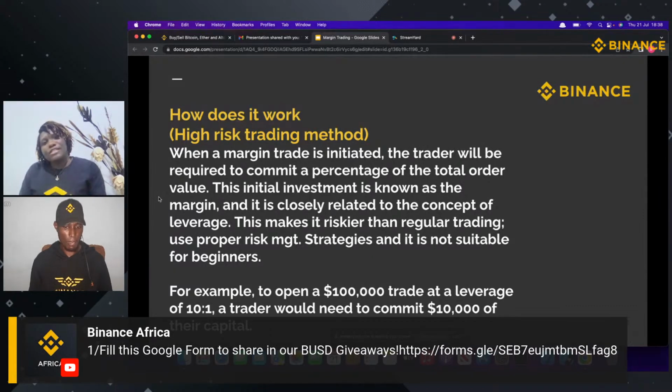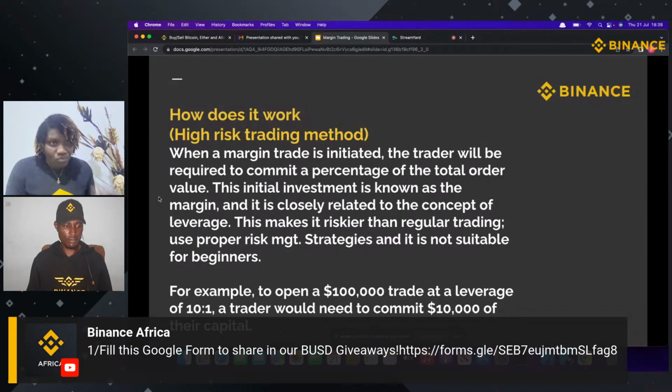So I have an example here. If you want to open a $100,000 trade at a leverage of 10 to 1, so that is the leverage, it means that you need to commit a percentage of that 100,000, and that percentage is what I call the margin initially. So you need to commit 10,000 of your capital, and that is your margin. This is going to amplify your trading position by getting borrowed funds to put it at 100,000 in all. So that is basically how margin trading works.